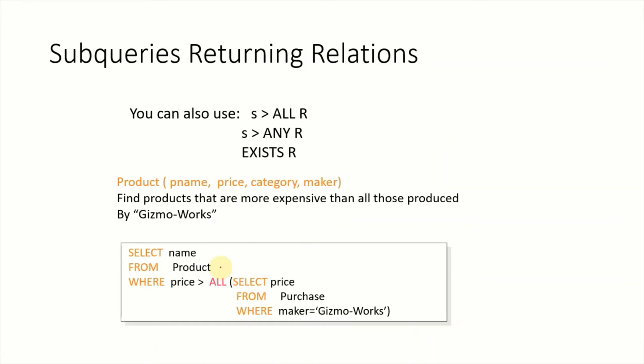We can also use subqueries in this way. Here a keyword ALL is used to be compared with the price. So if the price is greater than all the results generated by this query, after that we will get the name from a table. Try to practice these subqueries by yourself and learn how these work.